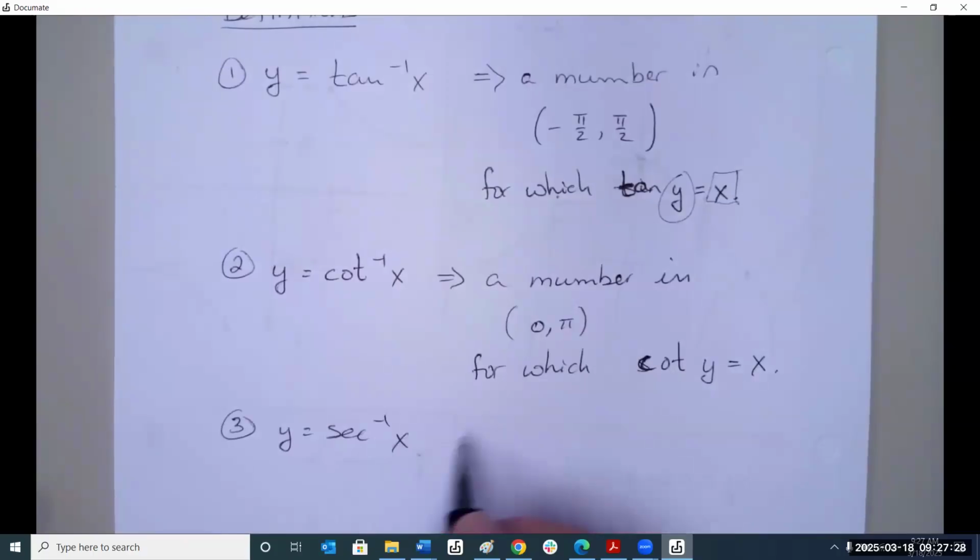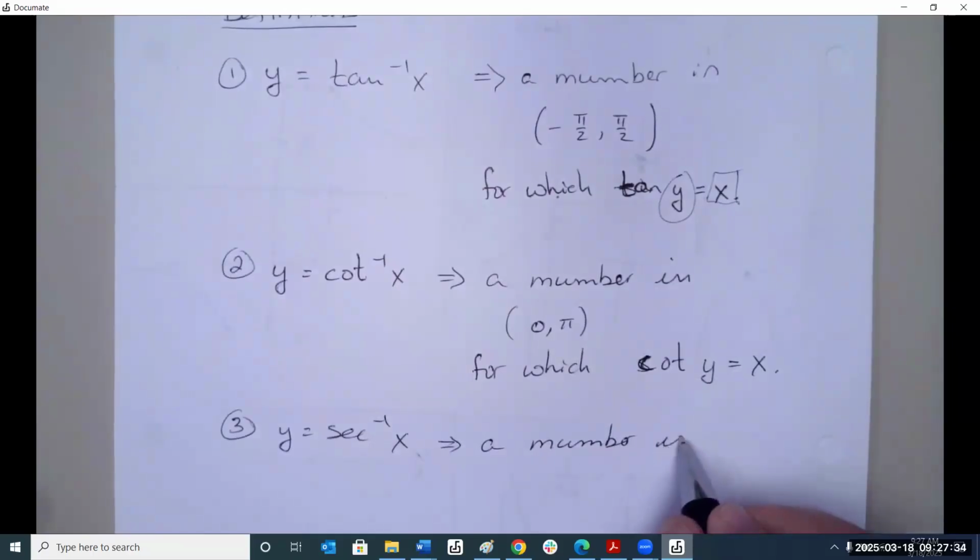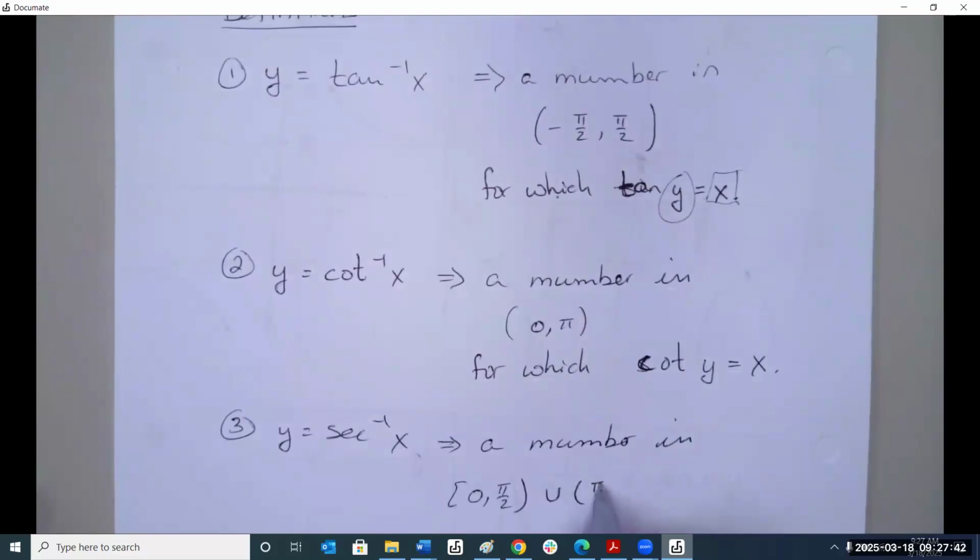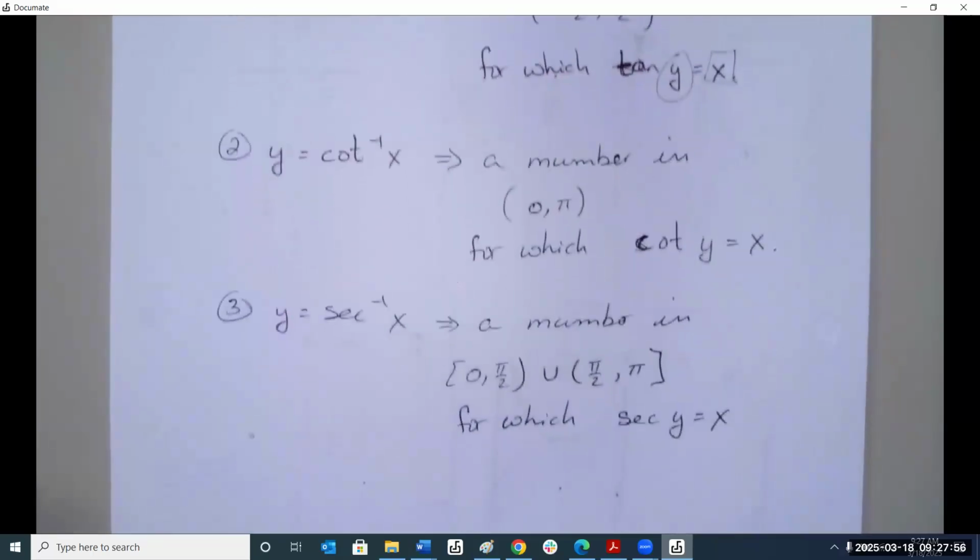The inverse secant function is a number in the domain 0 to pi over 2, union pi over 2 to pi, for which secant y equals x.